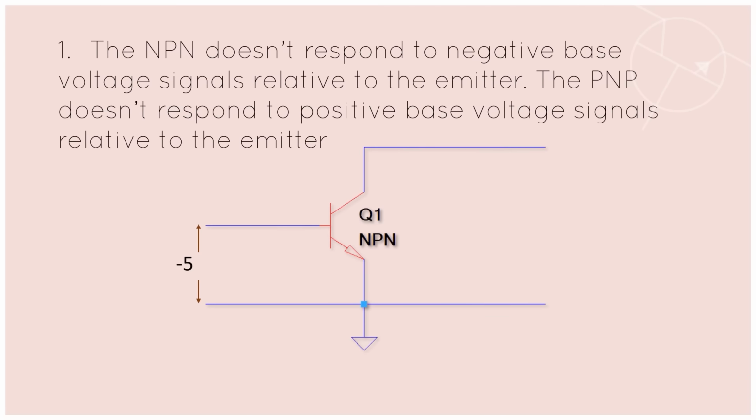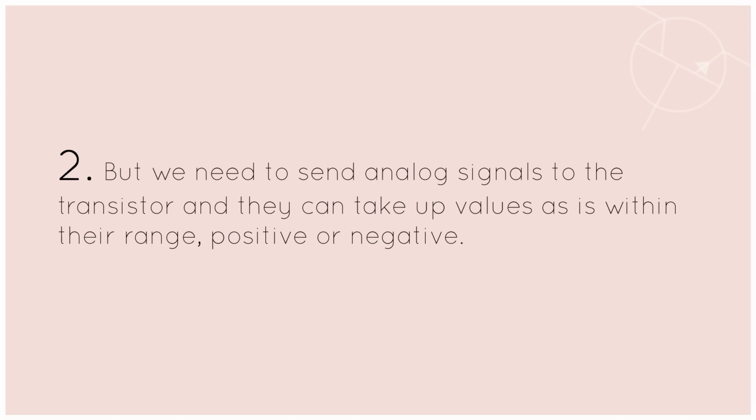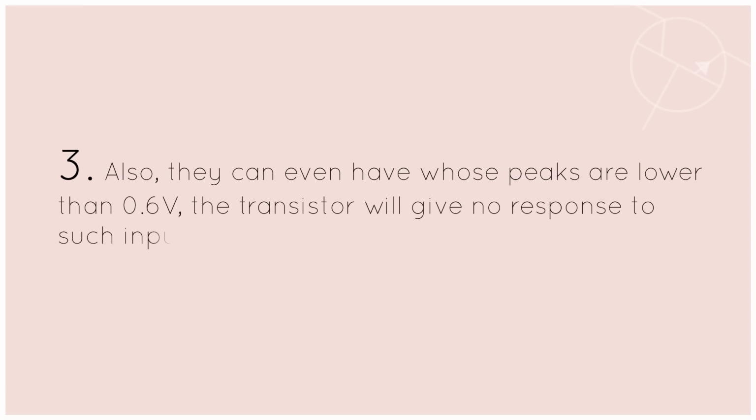Let's say we have minus 5 volts at the base with respect to the emitter. The transistor will remain turned off because it requires a positive 0.6 volts with respect to the emitter to be on the base for it to turn on. Next, we need to send analog signals to the transistor, and they can take up values as is within their range, positive or negative. Also, they can even have peaks lower than 0.6 volts. The transistor will give no response to such inputs.